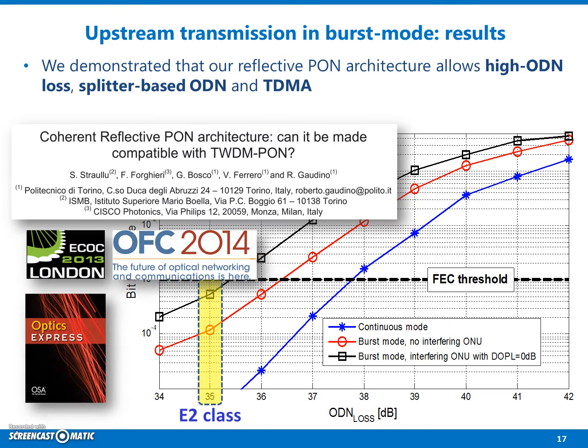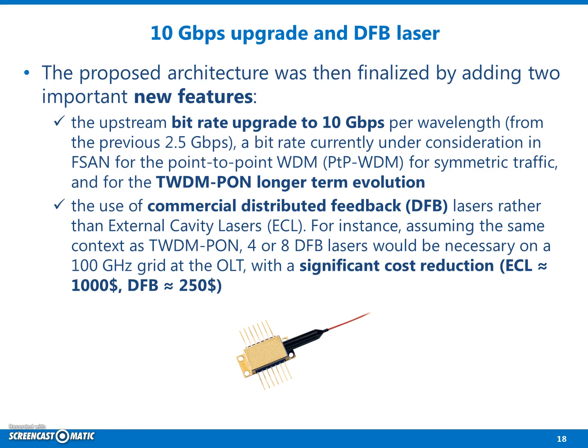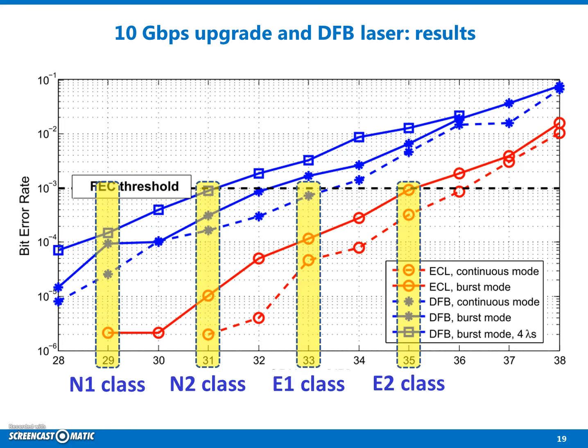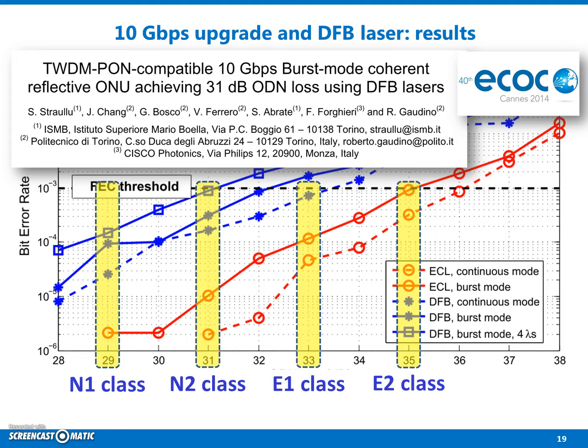I published these results in the Optics Express journal and at the most important international conferences on optical communication, ECOC and OFC. The proposed architecture was then extended, increasing the upstream bit rate to 10 gigabit per second, envisioning a possible next-generation PON longer-term evolution case, and replacing the expensive external cavity laser at the optical line terminal side with a cheaper commercial distributed feedback laser, satisfying also in this case the highest class requirement of 35 dB if the external cavity laser is used, and the intermediate class requirement of 31 dB if the distributed feedback laser is used. Again, I published these results at the ECOC conference.